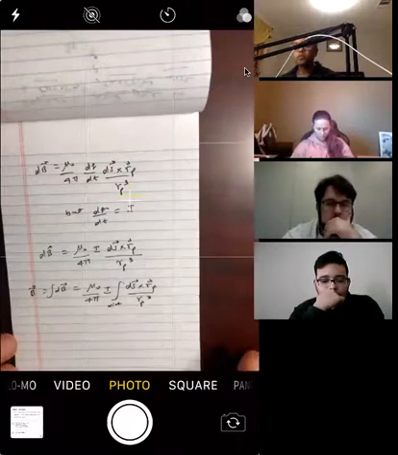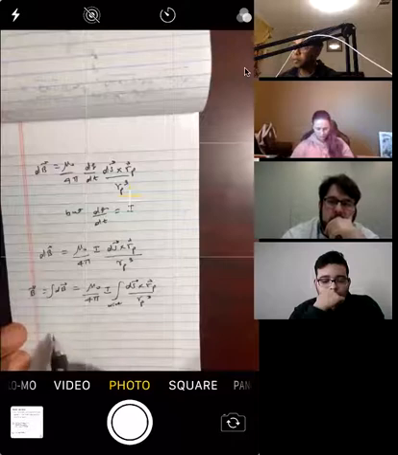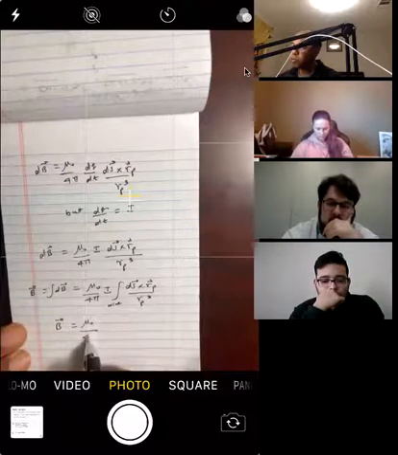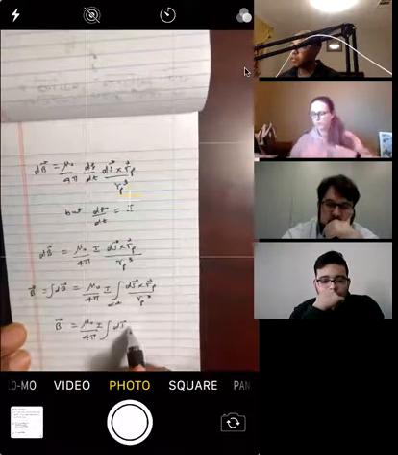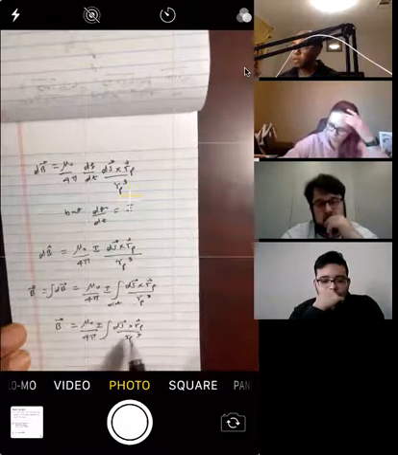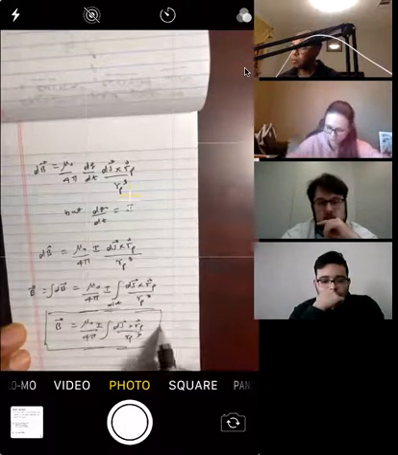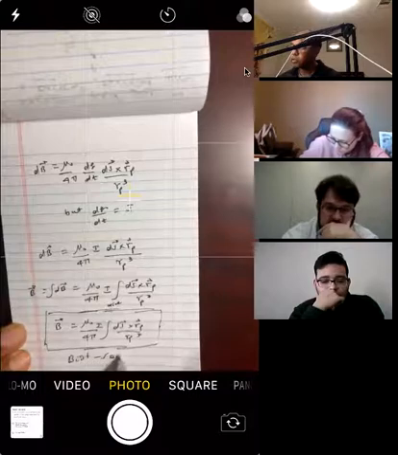So this formula is called the Biot-Savart law. Let me write it again. The magnetic field is mu naught over 4 pi times the current, times the integral of ds crossed with rp divided by rp cubed. This formula is called the Biot-Savart law.